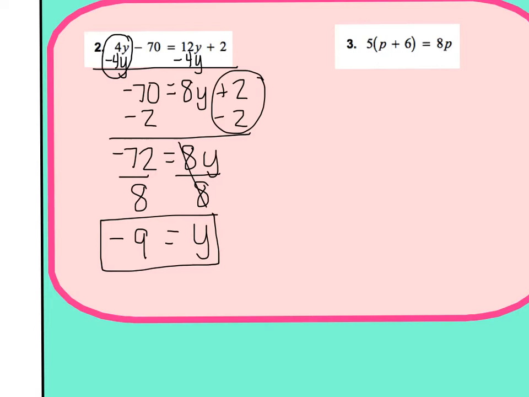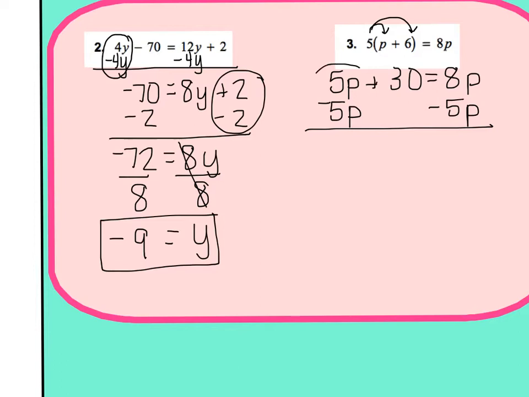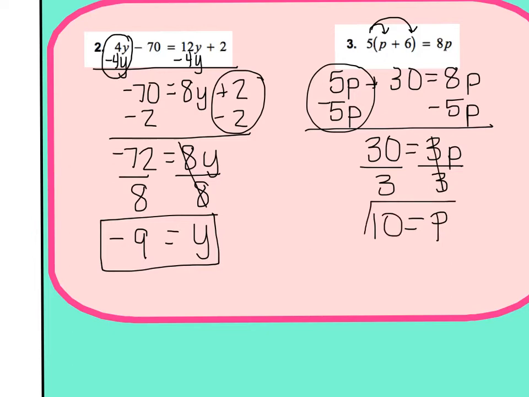Number 3 had a couple more steps because we first had to distribute. When 5 shakes hands with the p, we get 5p. When 5 shakes hands with the 6, we get 30. We're going to take the 5 p's to the other side so we can get all of our p's together. That leaves us with 30 equaling 3p. We have to divide both sides by 3, and in this case, p equals 10.